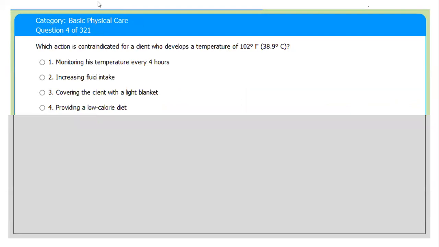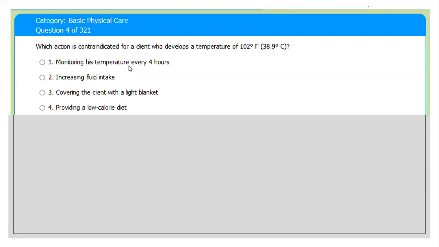Next question here. Which action is contraindicated for a client who develops a temperature of 102 degrees Fahrenheit or 38.9 degrees Celsius? Number one, monitoring his temperature every 4 hours. So the examiner is asking what is contraindicated.